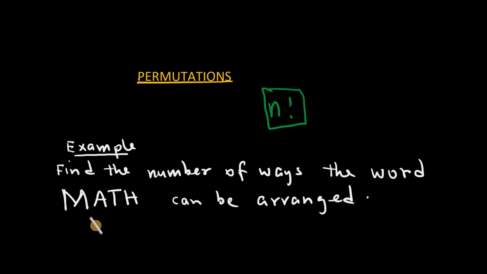So the number of ways of arranging the word math is 4 factorial, since there are 4 different letters in the word. 4 factorial is equal to 4 times 3 times 2 times 1. 4 times 3 is 12. 12 times 2 is 24. 24 times 1 is 24. So it means the word math can be arranged in 24 different ways.